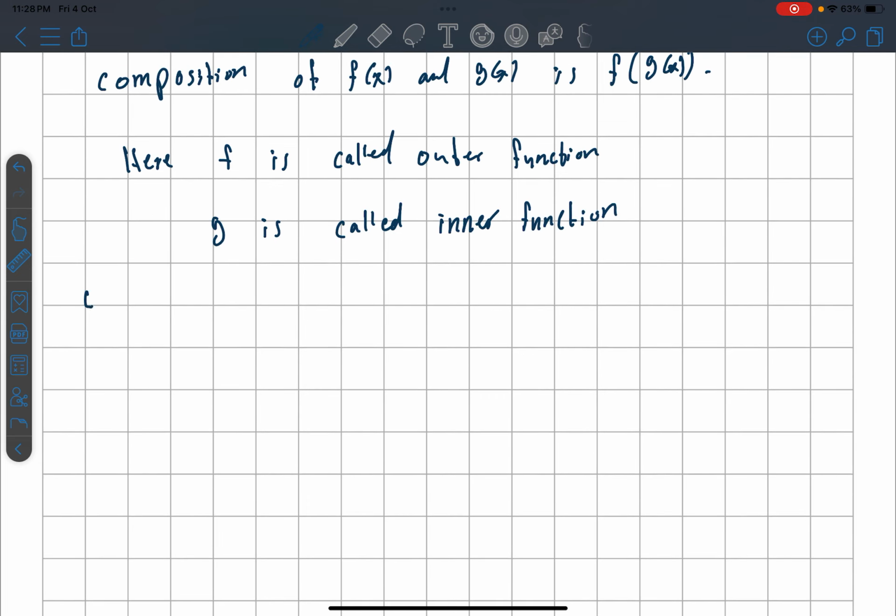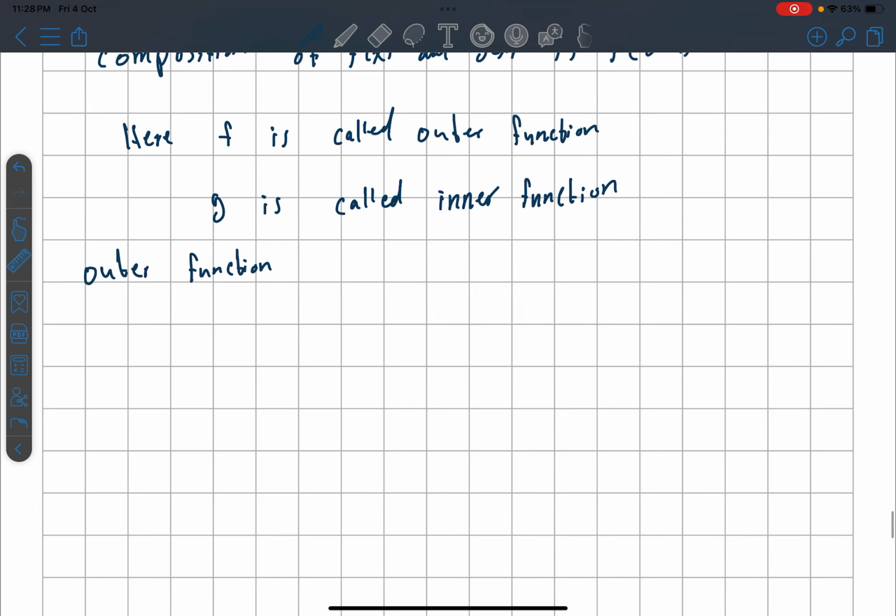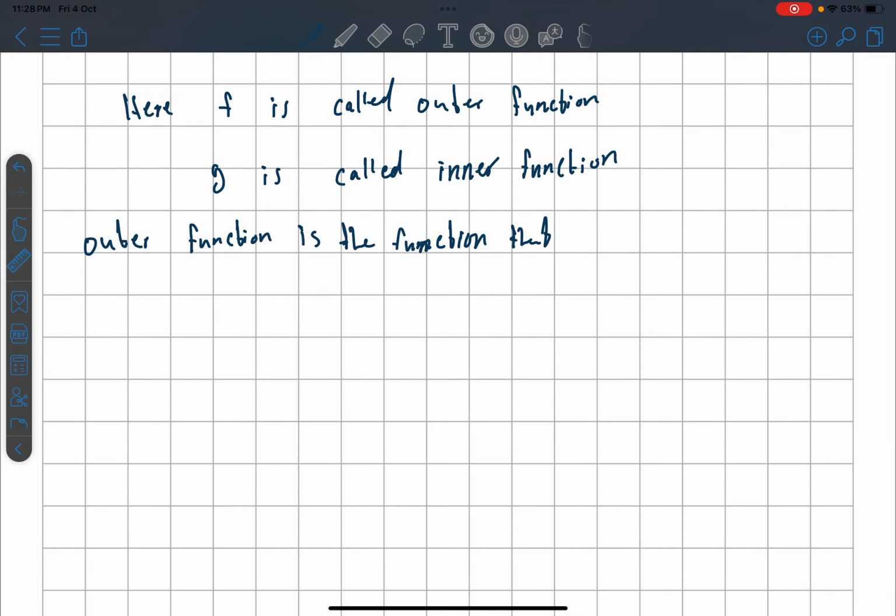So we can say the outer function is the function that corresponds to the last operation.